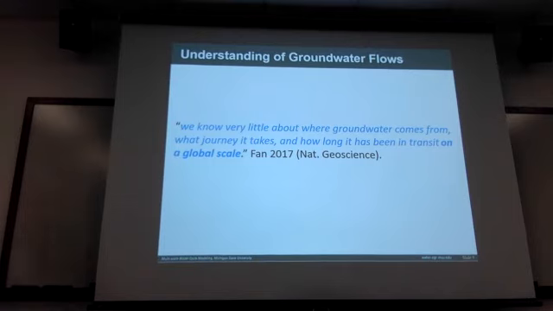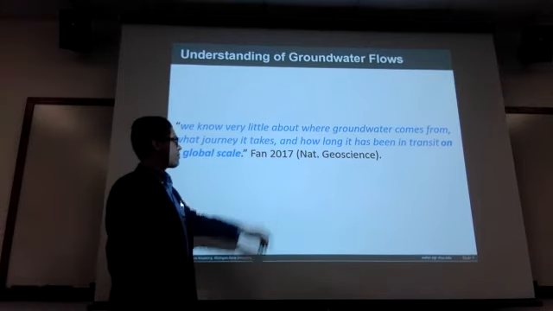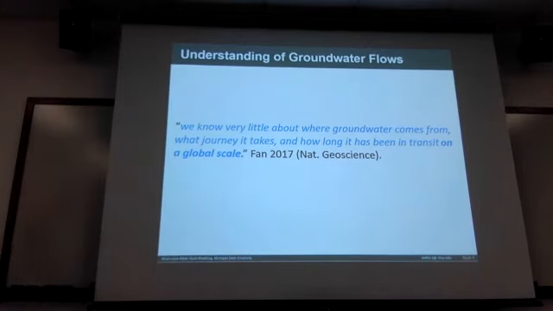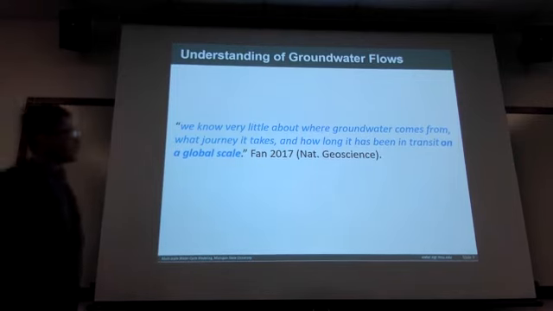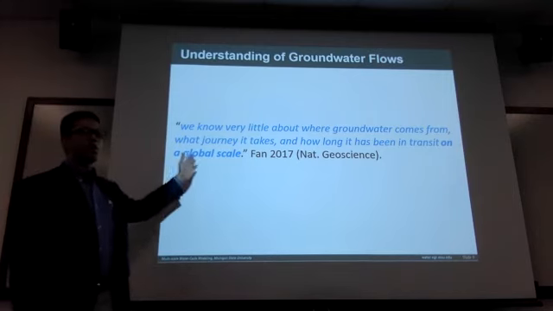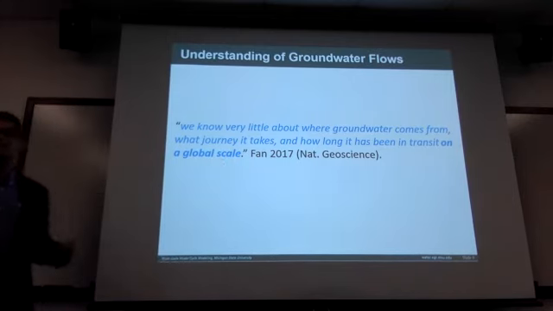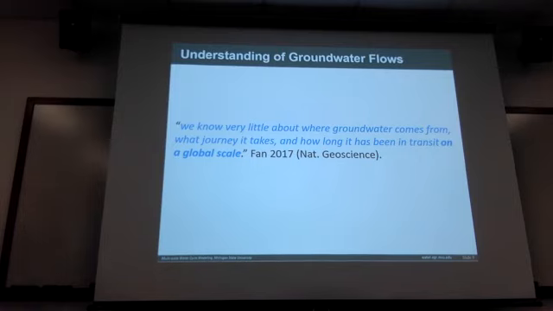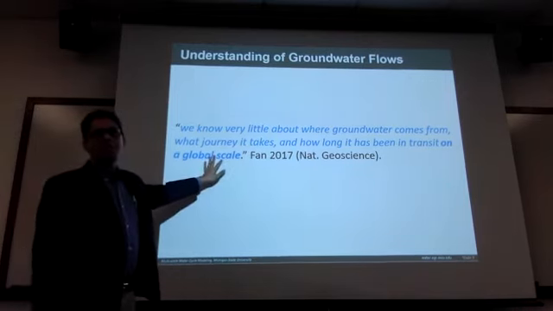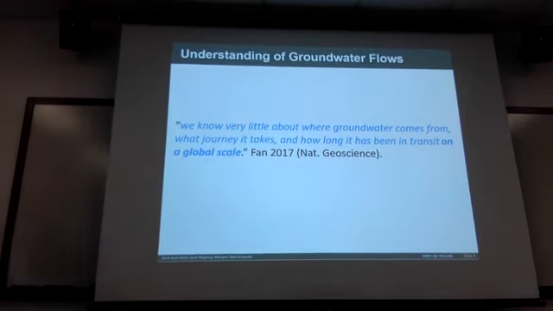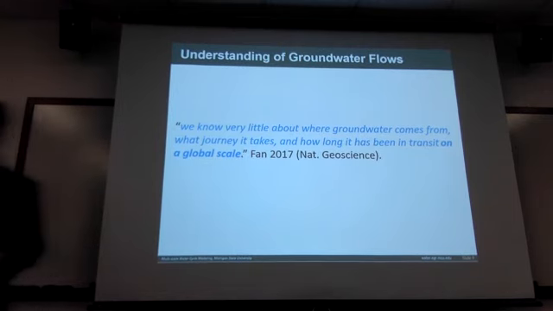This is a statement from a paper published in Nature Geoscience by Ying Fan in 2017. What she said is we know very little about where groundwater comes from, what journey it takes, and how long it has been in transition on a global scale. So very limited understanding. There's some data, but not as much as what we have in Michigan. Zach talked about a lot of data sets here, but globally, forget about any kind of data we can get for different countries around the world. So there's a big challenge. We have some understanding, but a very long journey to go in terms of understanding groundwater systems globally and providing relevant information for sustainable resource management.